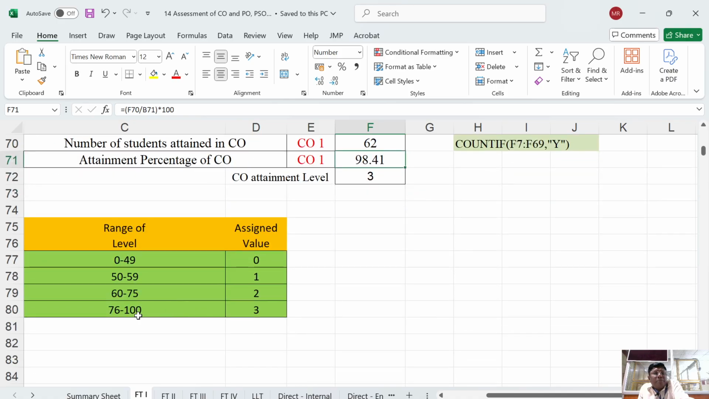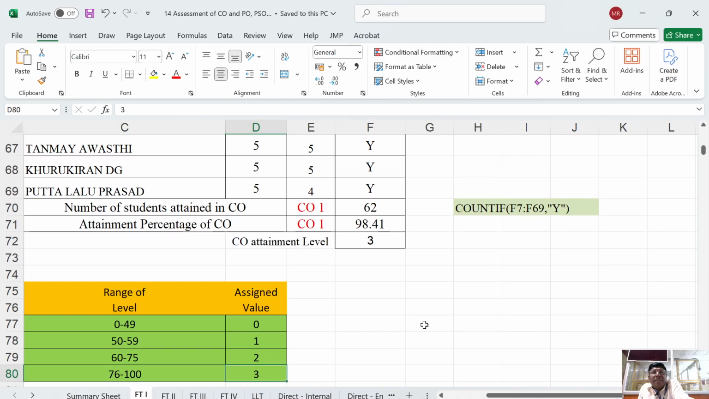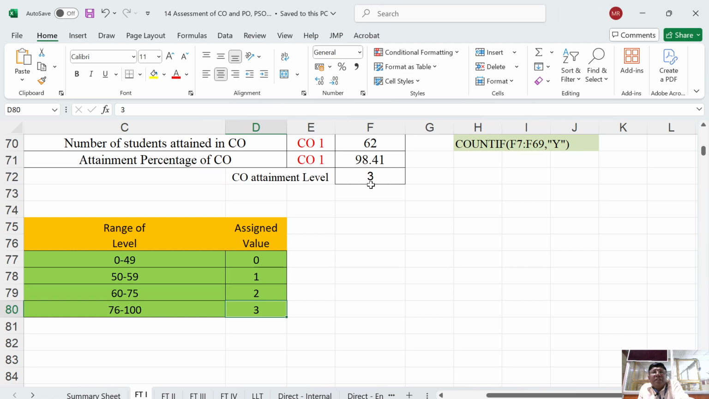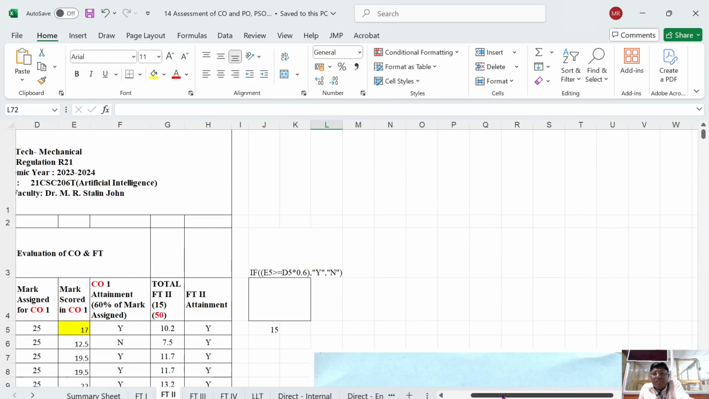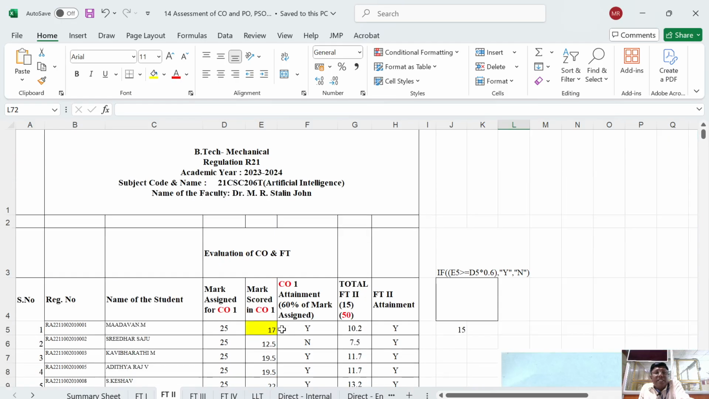By looking at the table, we have to put the attainment level. Here it is 98, so we are putting it as 3. And formative assessment 2. For formative assessment 2, as far as this subject is concerned, CO1, we have conducted a theory examination at that time.